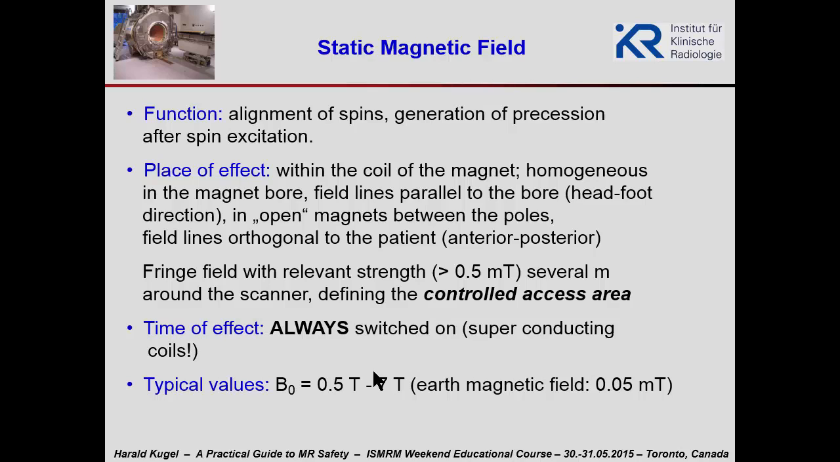When does this field act? Well, always. If you have a superconducting coil, which is the usual thing today, then the field is always switched on. It can't be easily switched off. Typical field values are 0.5 Tesla to, well, 7 Tesla. Compare the Earth magnetic field, it's 0.05 millitesla, or 0.5 Gauss, half a Gauss.